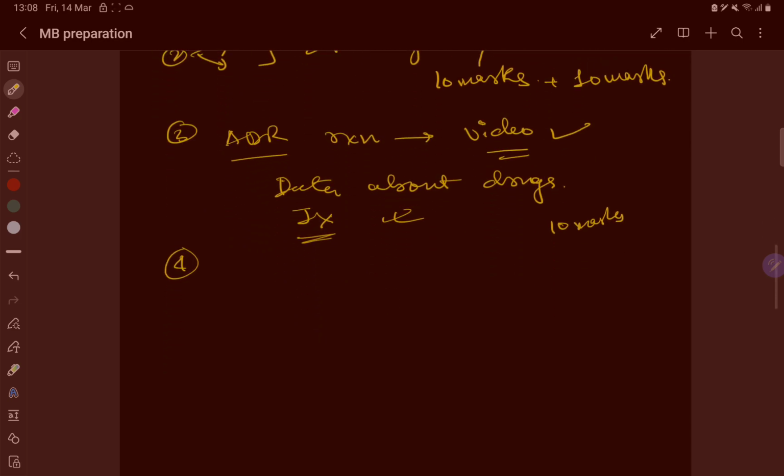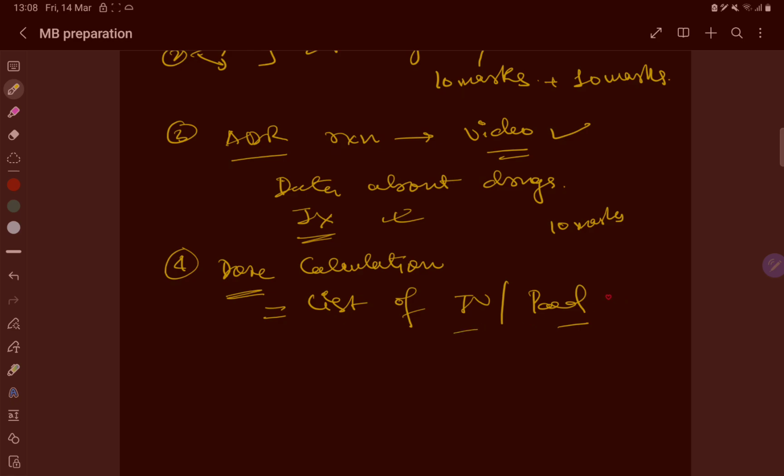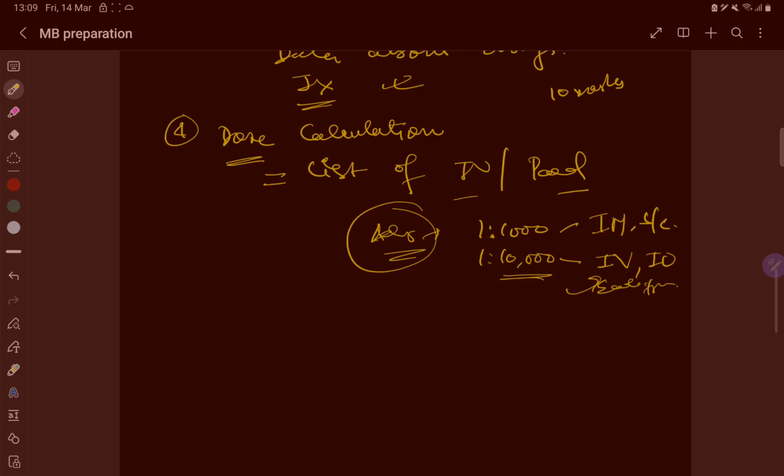Okay, then there will be dose calculation. In the dose calculation, there is a list of doses, for example IV as well as pediatric dose conversions. Okay, and there is adrenaline in 1:1000 and 1:10,000, where can they be given, right? For 1:1000, suppose it is IM, and 1:10,000 is IV, intraosseous and endotracheal. Okay, in the diluted form we give it directly. This may be subcutaneous also, IM. So you should know about adrenaline in detail.